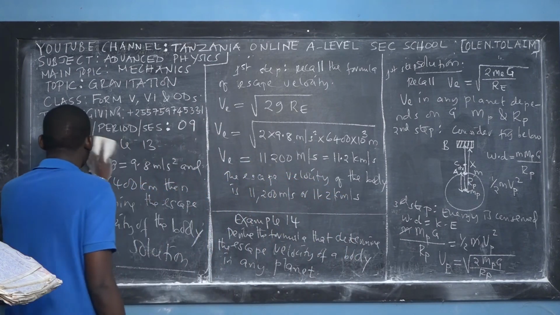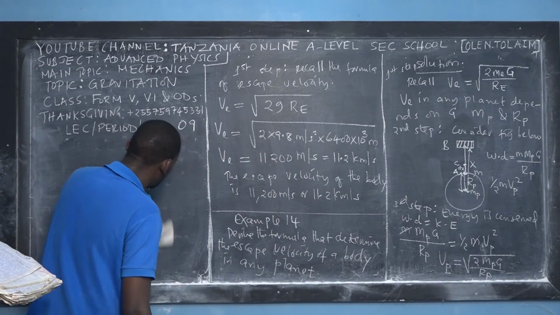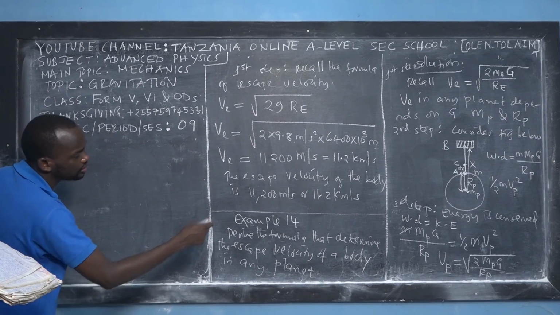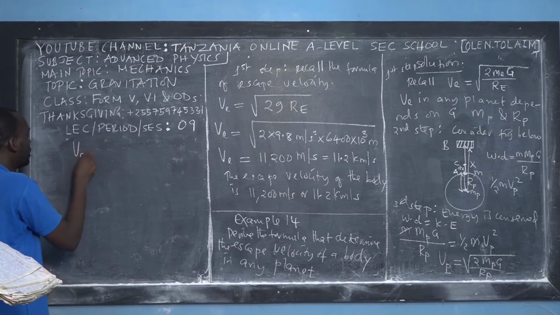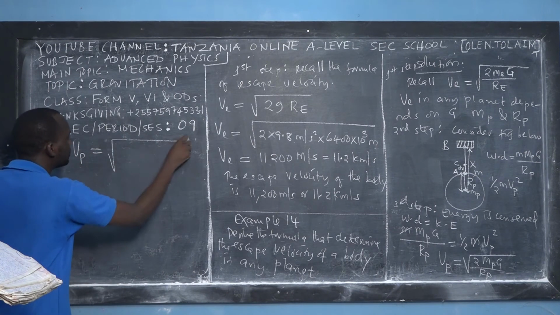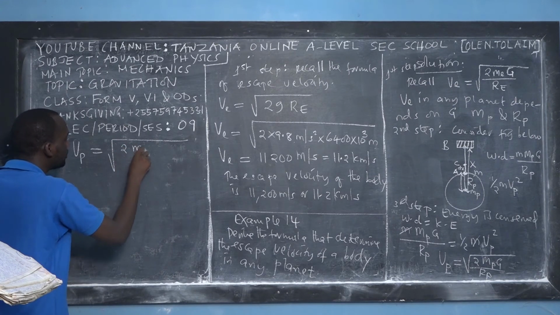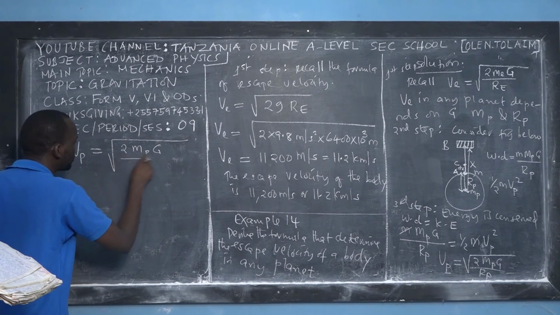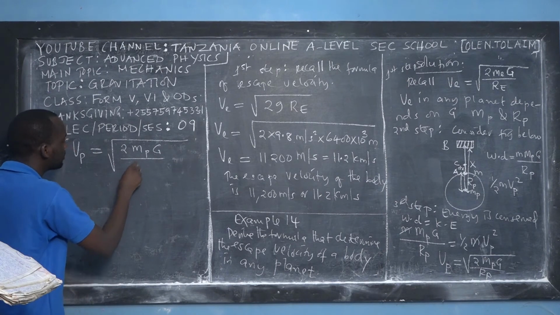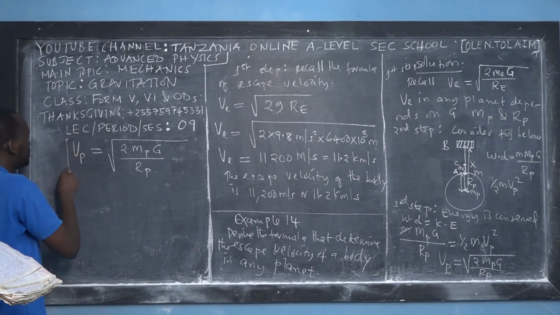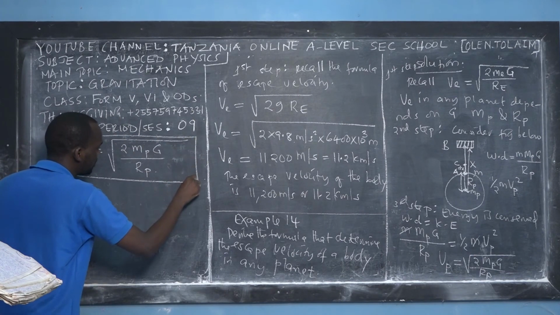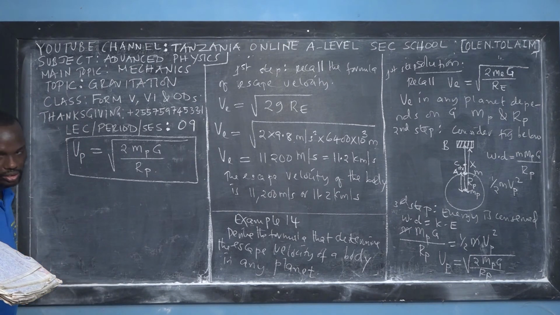Let me write it clearly. Then leave the homework and end this lecture and join me in lecture 10 of problem solving on gravitation. So the escape velocity of the planet is equal to what? It is equal to the square root of twice the mass of the planet times the gravitational constant G over the radius of the planet. So that's the general formula.